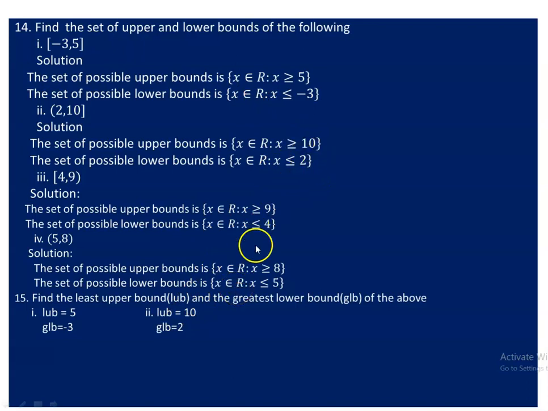Similarly, I hope you can do the rest. Here are the rest of the values. LUB for the third one is 9, GLB 4. And for the fourth, the least upper bound is 8 and the greatest lower bound is 5. You just need to apply the same concept as I applied for the first two.